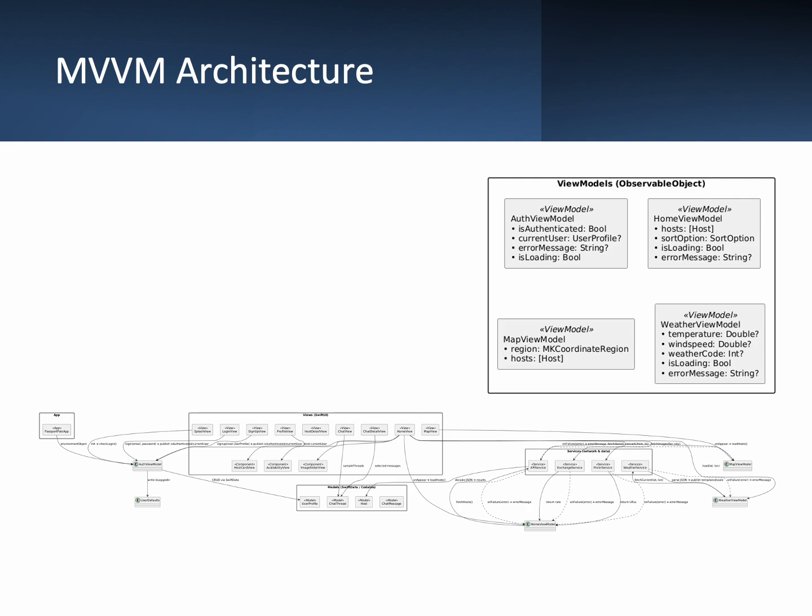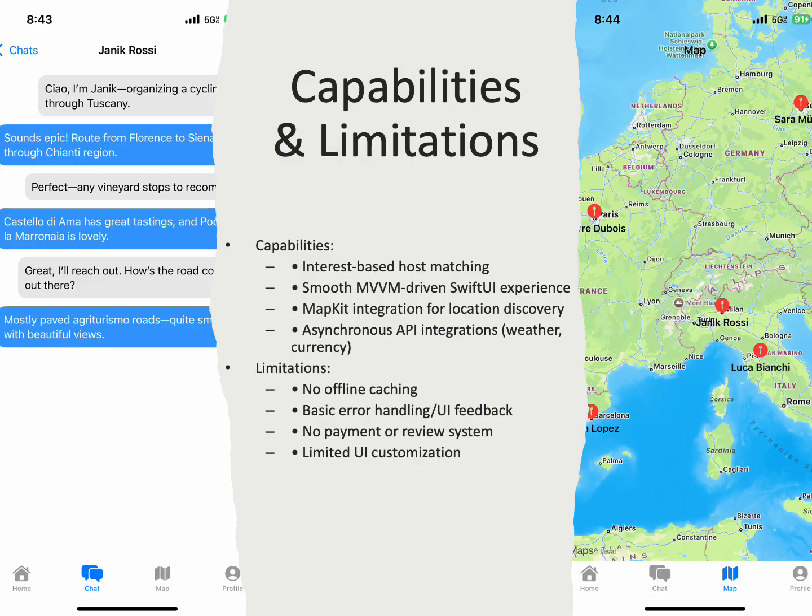Moving on to the capabilities and limitations. So, some of the good capabilities that our app has are intelligent interest-based matching, rich reactive SwiftUI with MVVM. Then it has map integration for geolocation, asynchronous third-party APIs like weather, currency, and photos. And some of the limitations are no offline data. So there's no caching, and all the data you see is just limited to your device.